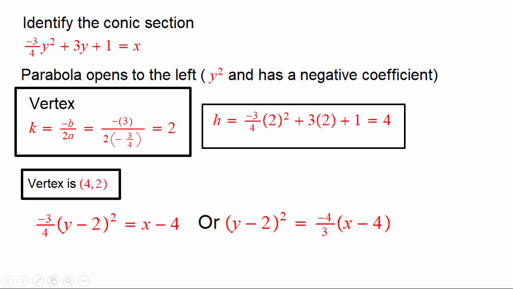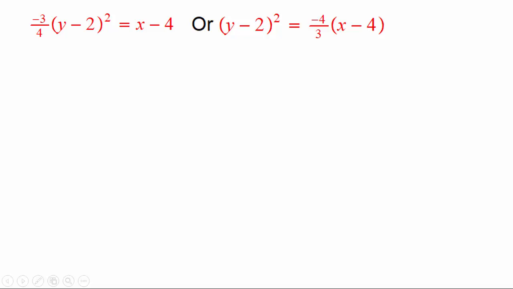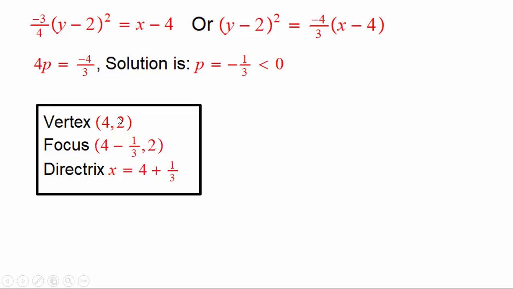So let's just concentrate on that. We have our coefficient is -4/3. So 4p is going to be -4/3, divide both sides by 4. So our p is going to be -1/3. -1/3 is a number smaller than 0, so that's why instead of opening to the right, the parabola is going to open to the left.